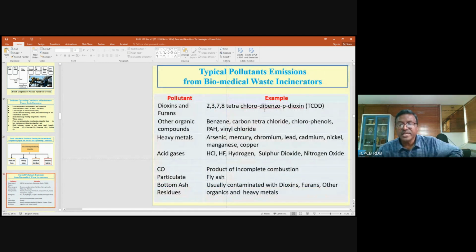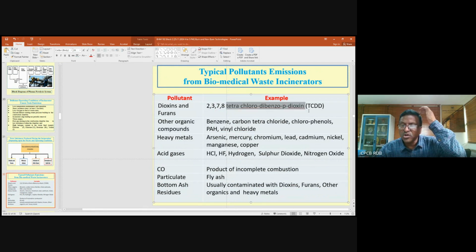What type of pollutants you can expect from biomedical waste incinerators? You can expect dioxin. Try to remember this word, TCDD, tetrachlorodibenzo-p-dioxin. Then other organic compounds like benzene, carbon tetrachloride, chlorophenols, polyaromatic hydrocarbons, vinyl chloride. You can also expect metals like arsenic, mercury, chromium, lead, cadmium, nickel, manganese, copper in the emissions, and acid gases like hydrochloric acid, hydrogen fluoride, sulfur dioxide, nitrogen dioxide in biomedical waste incinerators.